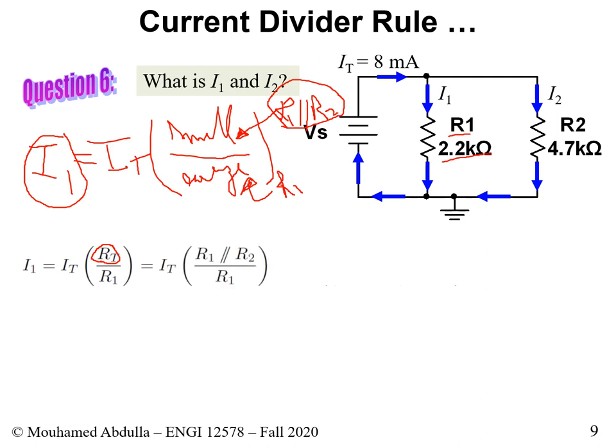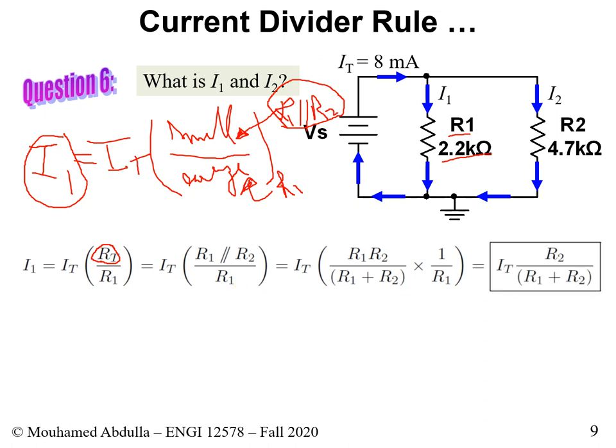Okay, so let's just write that. We write it here. So our total is really R1 in parallel with R2, and in the bottom, we have R1. And then we could maybe use the expression for two resistors that are in parallel. We know that when we have two resistors in parallel, we multiply the values and we add their values. And we also have our R1 in the bottom. Now what we could do is simplify. We could remove R1 and R1, and we are left with R2 in the top, and R1 plus R2 in the bottom. And of course, we multiply with I total, this 8 milliamps that we have.